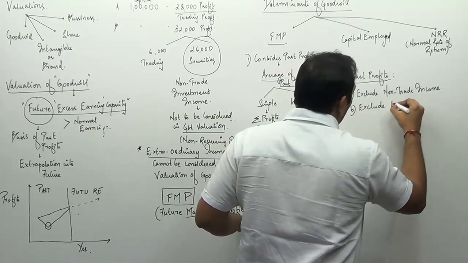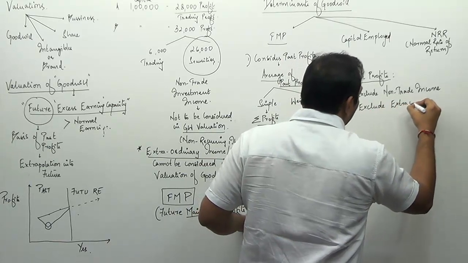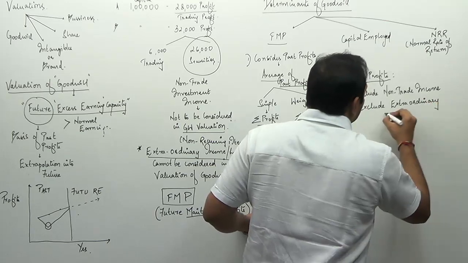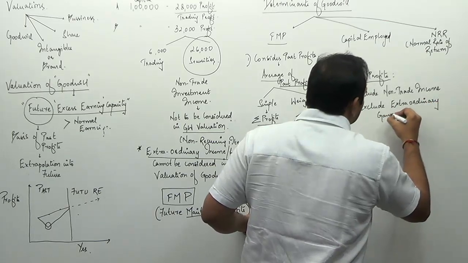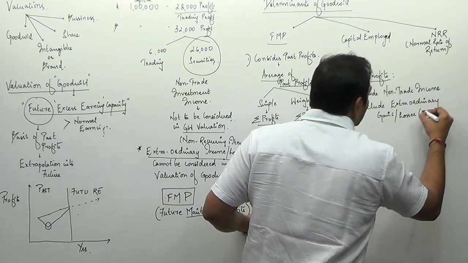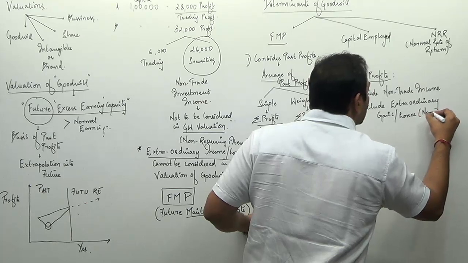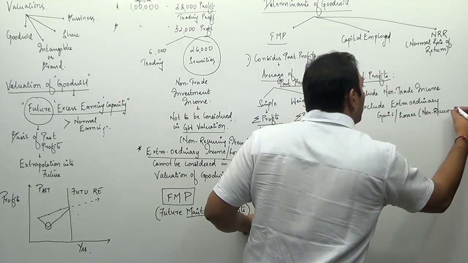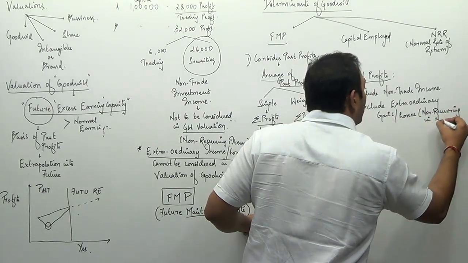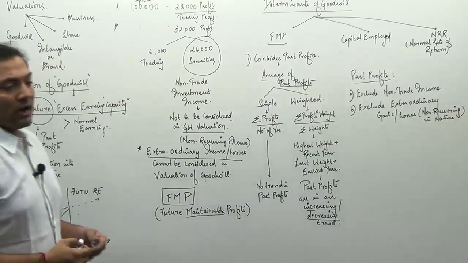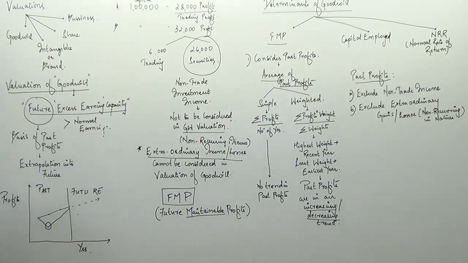Also exclude all the extraordinary gains and losses. Simple reason is because these are non-recurring in nature. They are not expected to recur in future, so I'll take it as an exclusion.